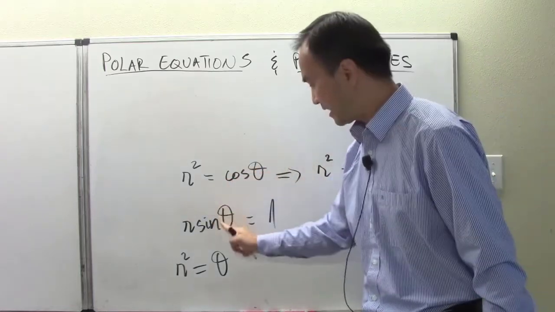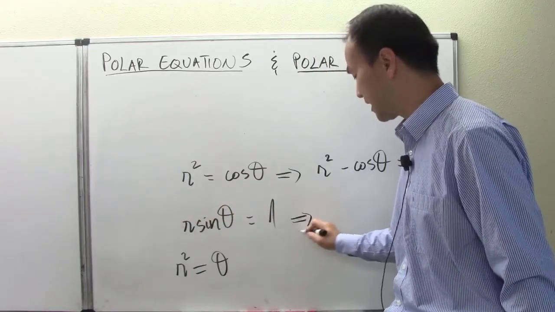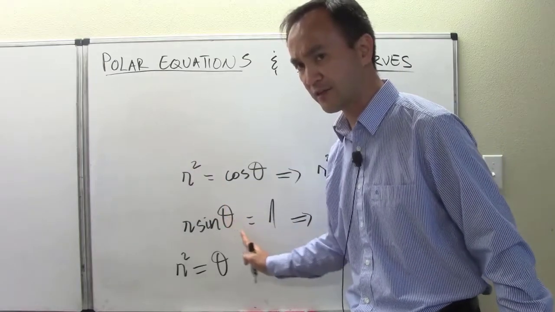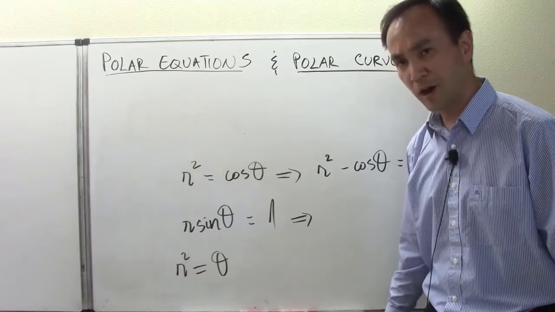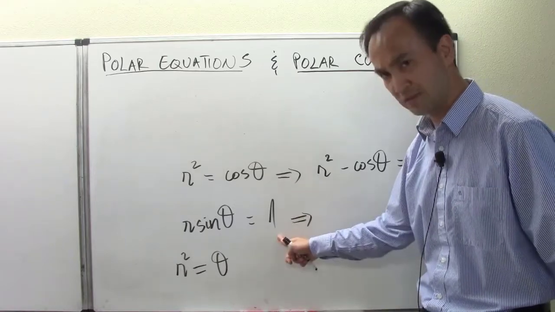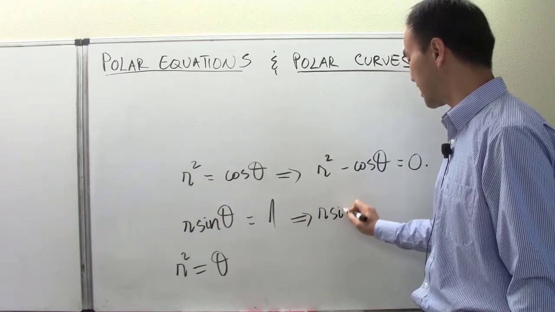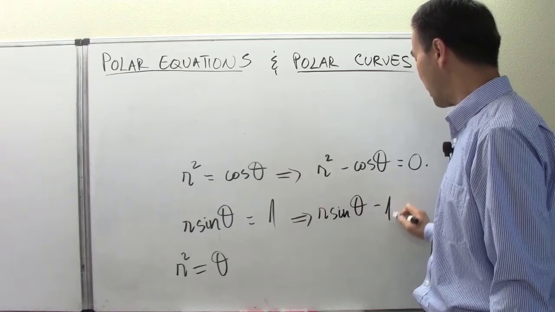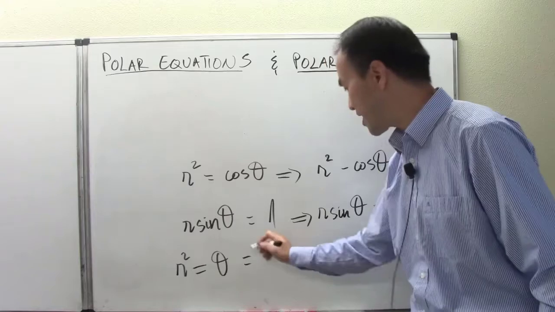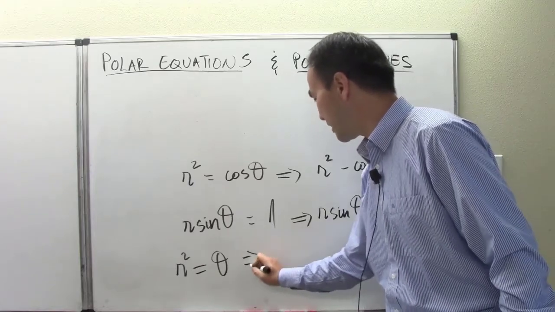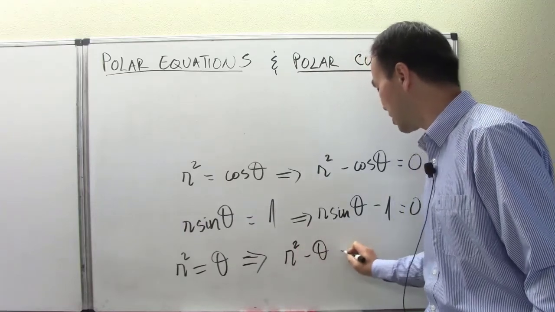Just like that, here we have two non-zero terms on both sides. I have my choice to bring all non-zero terms to one side, and I like leaving them on the left-hand side. So I'm going to subtract 1 from both sides here. This equation I'm going to leave as r times sine theta minus 1 equals 0. And with r squared equals theta, I can bring all terms to one side: r squared minus theta equals 0.